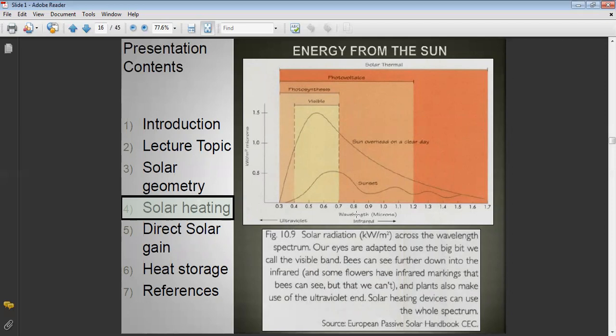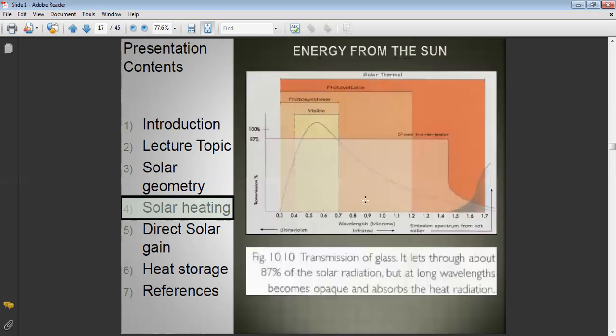So as the wavelength keeps increasing, in the perspective of surface area, this visible light is between 0.4 to 0.7. Before that is the ultraviolet, after that is the infrared. So till sunset it's almost like 1.2, and the photovoltaics has the largest surface area. Visible light and the photosynthesis area is primarily the ones which we use, which our eyes have adapted to. So bees can see further down into the infrared, and plants also make use of ultraviolet, depending upon how that can be used.